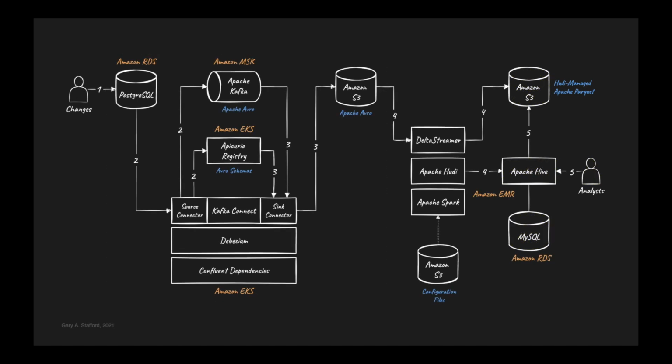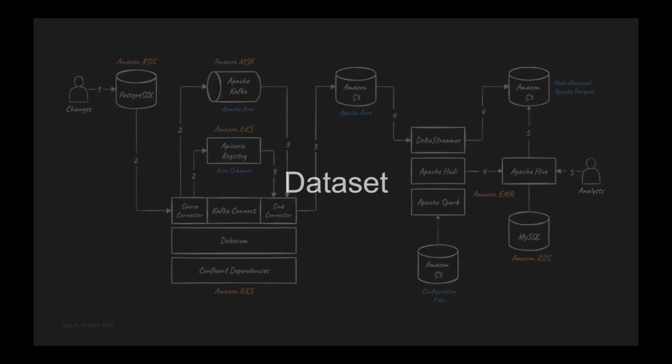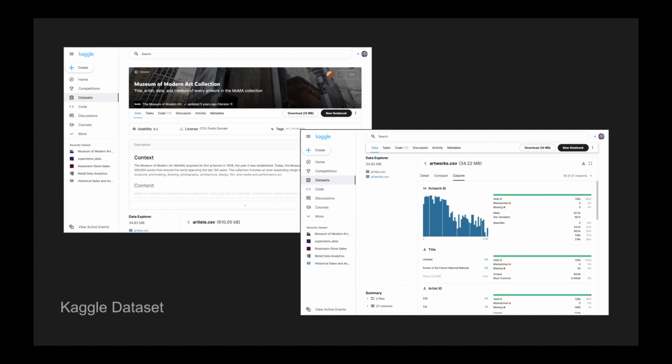Moving from left to right, our PostgreSQL database will be running on Amazon RDS. Our Apache Kafka cluster will be running on Amazon MSK. Apache Registry, Kafka Connect, Debezium, and the Confluent dependencies will all be hosted on Amazon EKS, managed Kubernetes. DeltaStreamer, Apache Hudi, Apache Spark, and Apache Hive will all be running on Amazon EMR. The backing store for Apache Hive, a MySQL database, will be running on Amazon RDS. Finally, all of our data, the Apache Avro and Apache Parquet files, and our configuration files will all be hosted in Amazon S3.